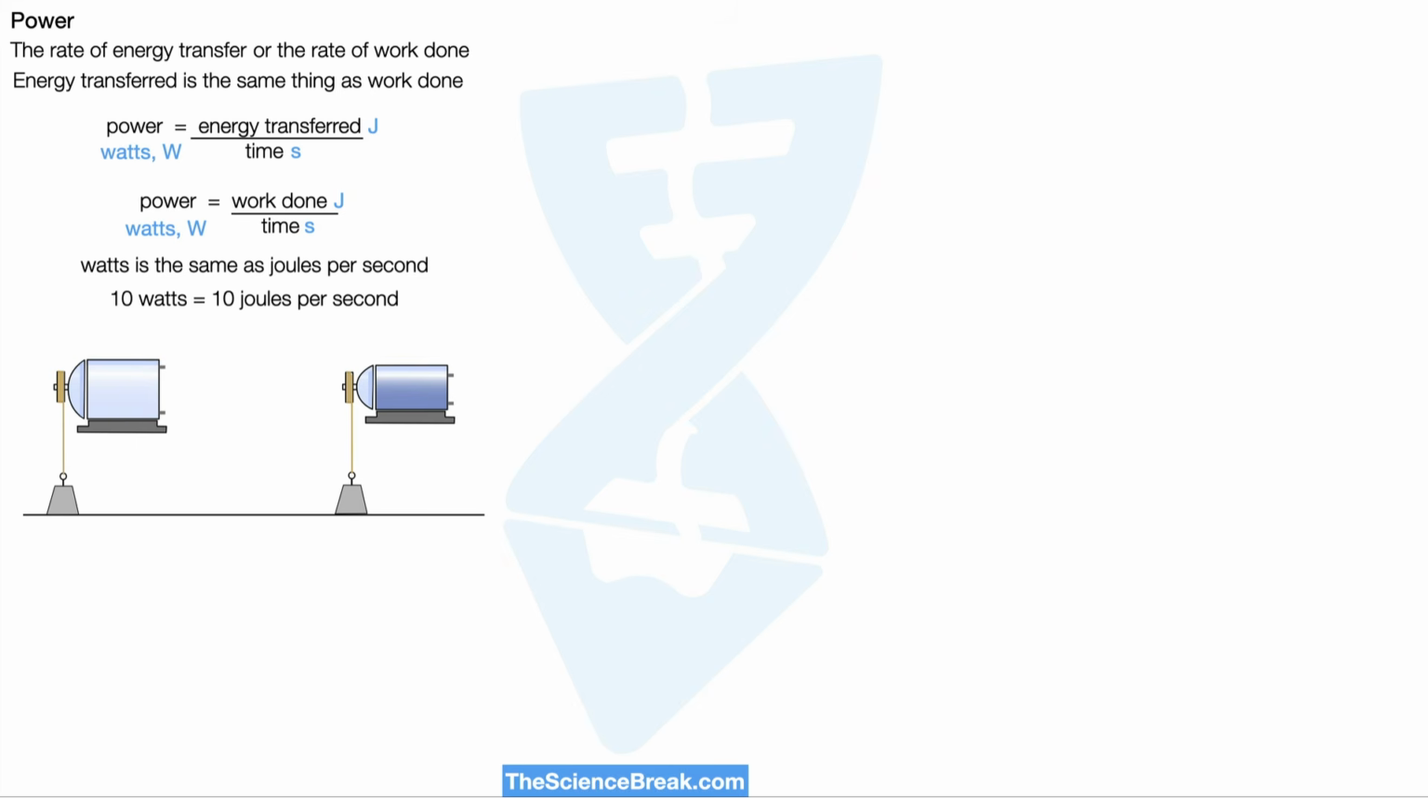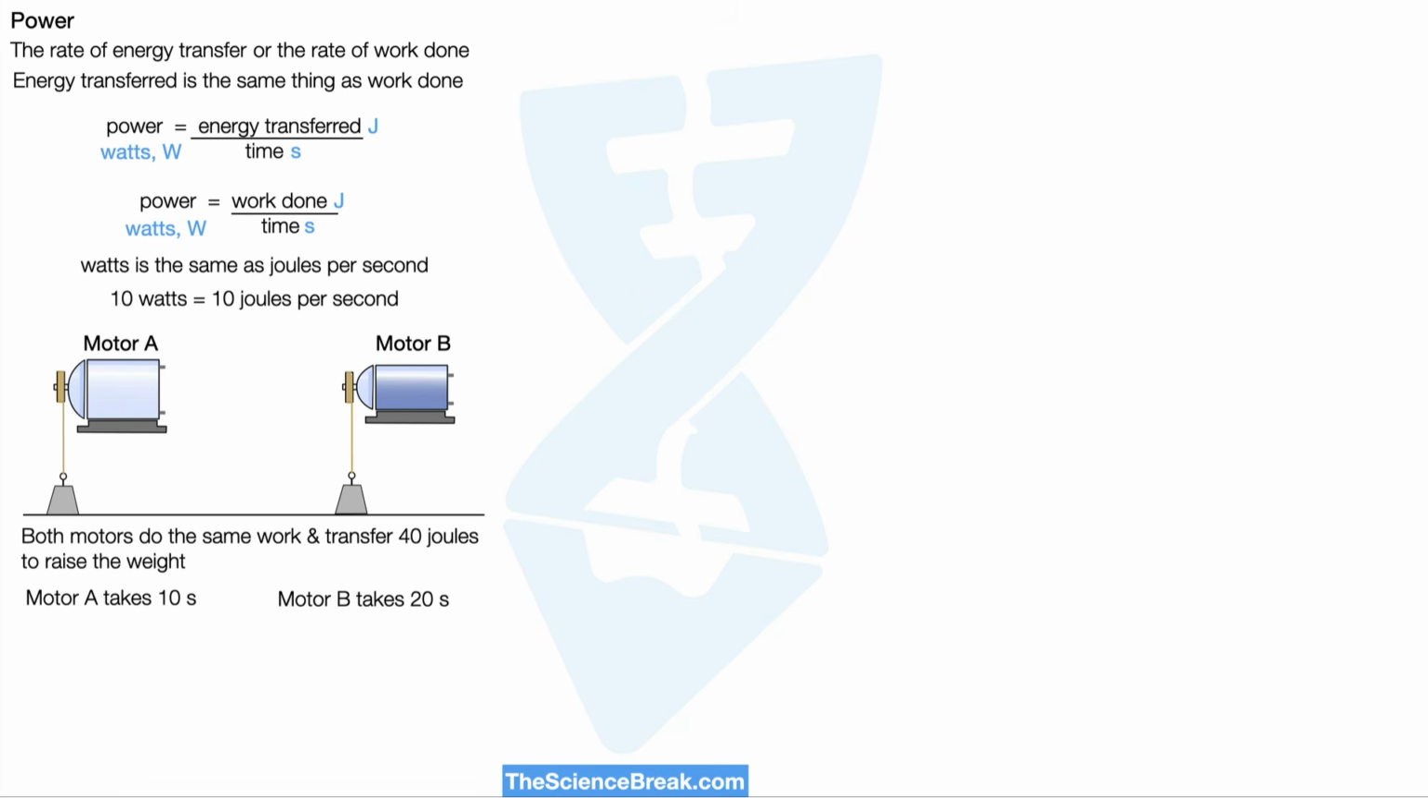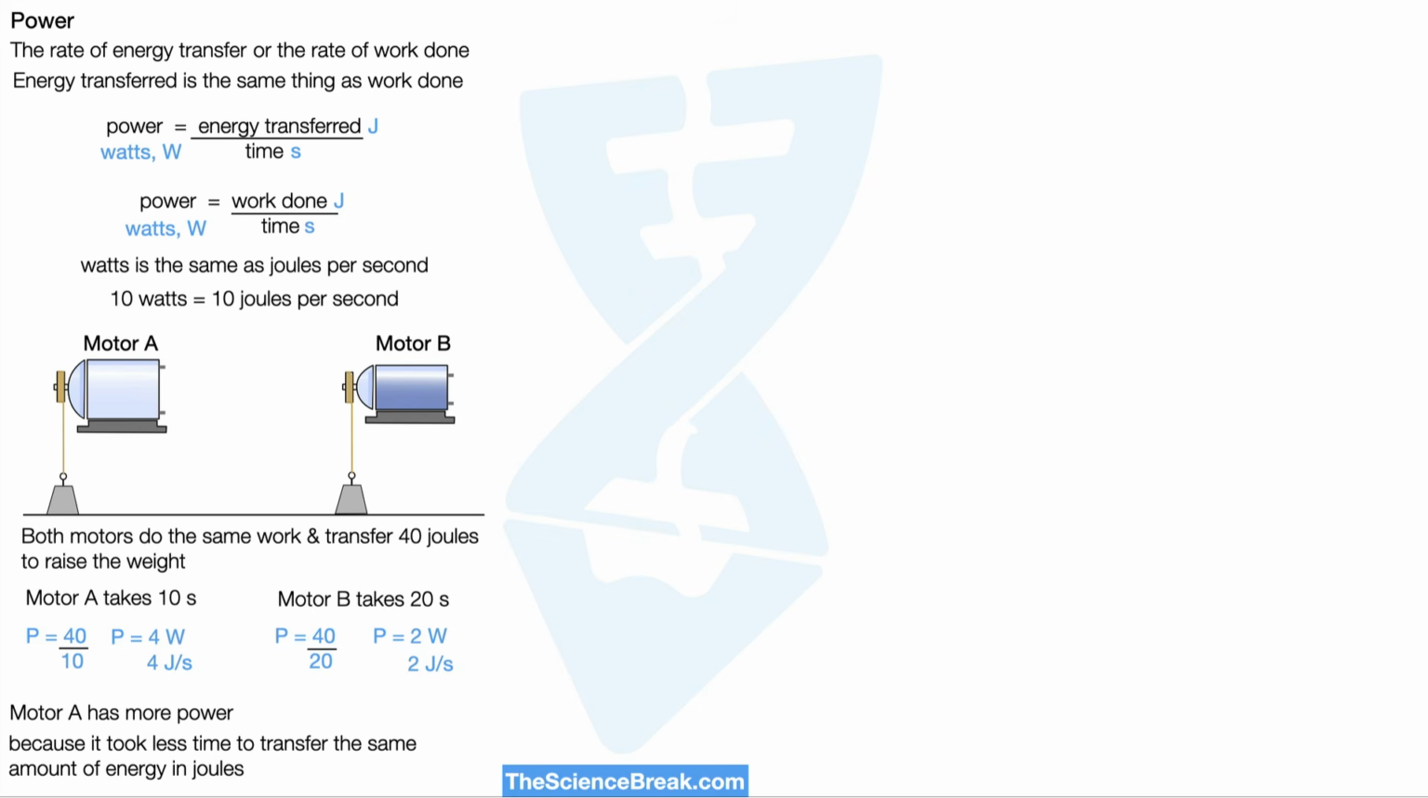Here are two electric motors, motor A and motor B. Let's say both motors do the same work and transfer 40 joules of energy to raise the weight. Motor A takes 10 seconds, motor B takes 20 seconds. So the power for motor A is 40 divided by 10, which is 4 watts, which is 4 joules per second. And for motor B, it's 40 divided by 20, which is 2 watts, which is 2 joules per second. This means motor A has more power because it took less time to transfer the same amount of energy in joules.